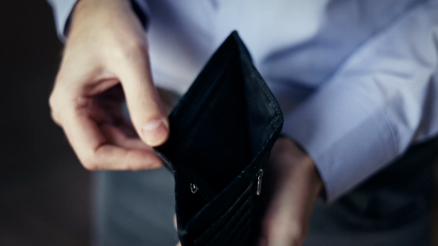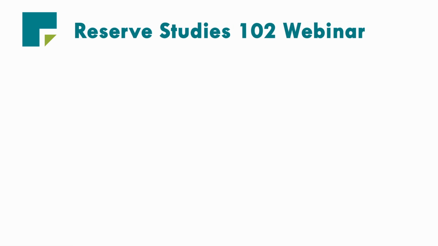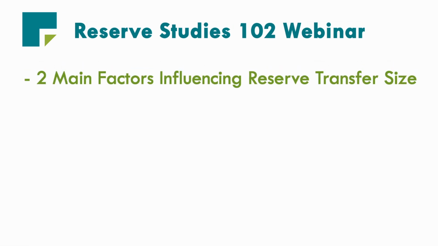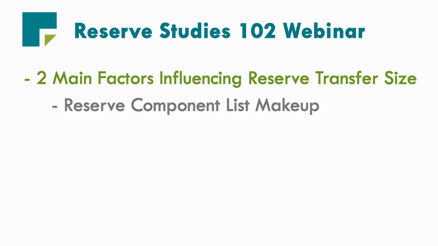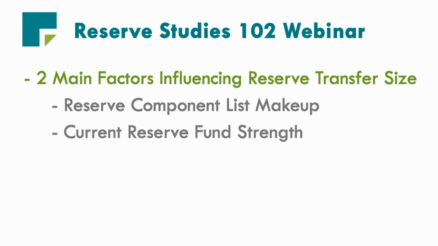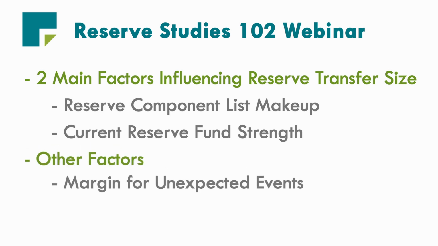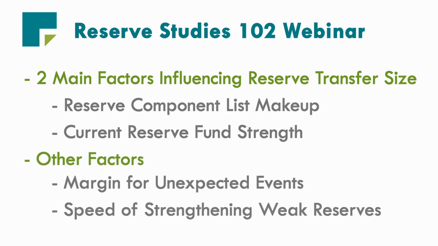Owning a home in an association is expensive. Deterioration is real, costs are only going up, and money is always tight. But since everything's deteriorating, any time spent worrying about it or getting stuck in indecision just makes the situation worse. In this Reserve Studies 102 webinar, we covered the two main factors that influence the size of your recommended reserve transfers: the makeup of your reserve component list and the current reserve fund strength. There are also other factors like how much margin you want for the unexpected and how fast you might want to strengthen a weak reserve fund, but not to worry.